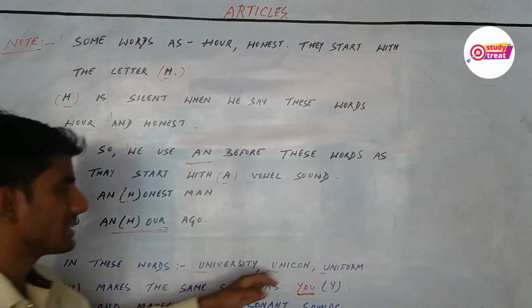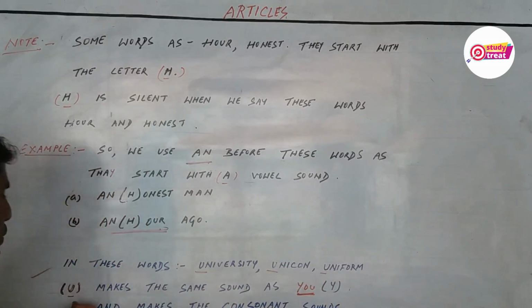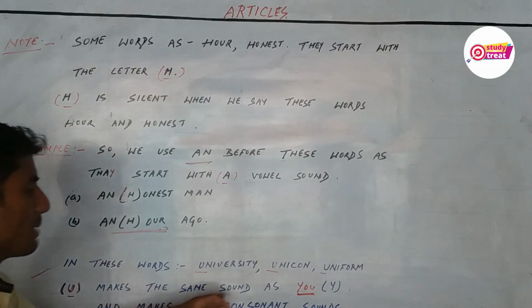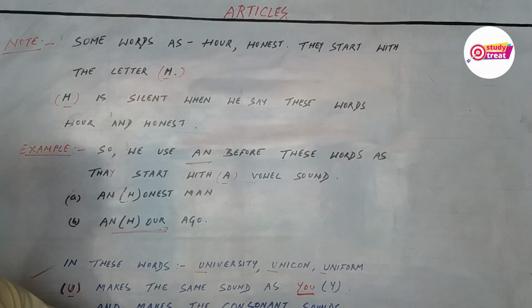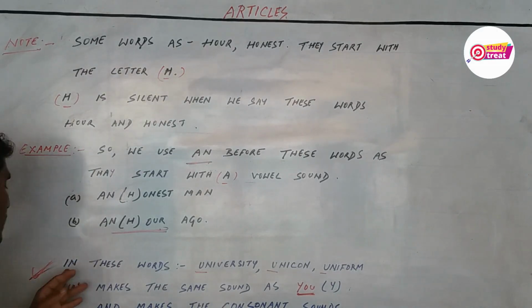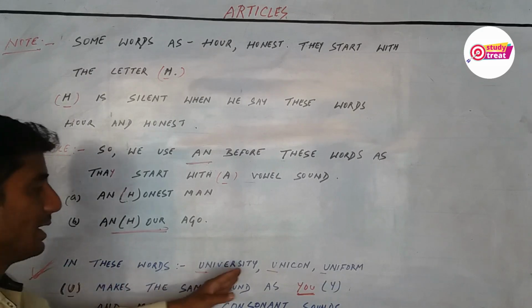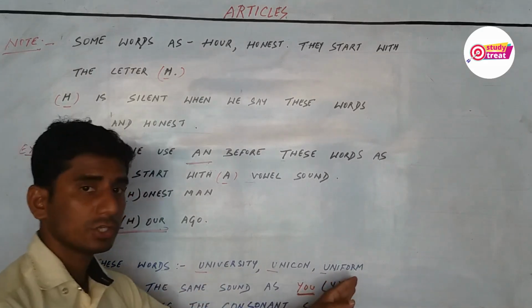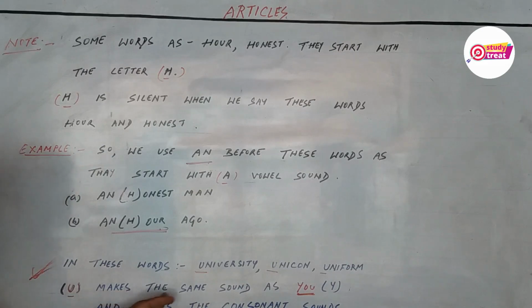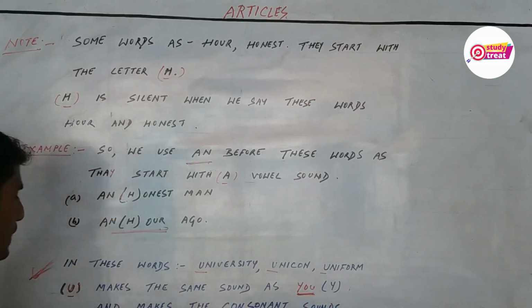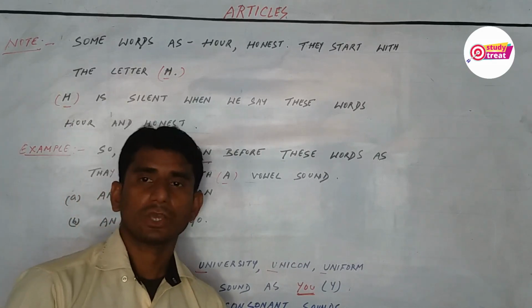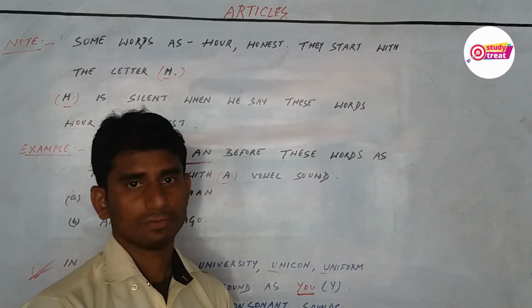These words, university, unicorn, uniform: U makes the same sound as U, Y-O-U, and makes the consonant sound. So we use A here. Once again I am repeating this row. For the consonant sound, I have told you that A is used.